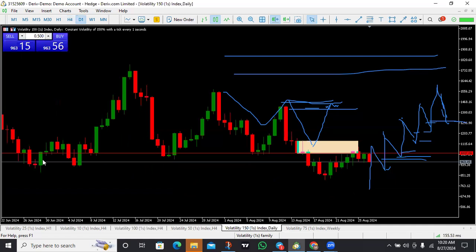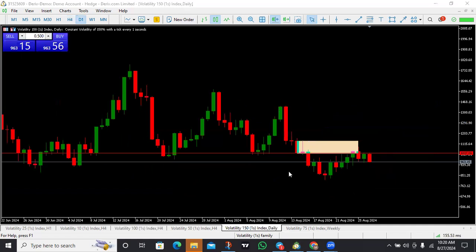Volatility. Let me clear the chart. This one is volatility 150. Yeah, 150 1s. So I know that this market is going to sell from here, the selling pressure, because if we do top-down analysis here, it's showing the momentum is bearish. So this is a low, a high, break of structure.